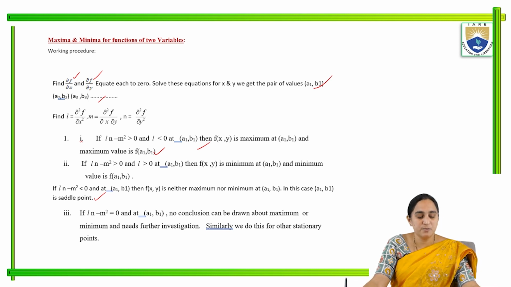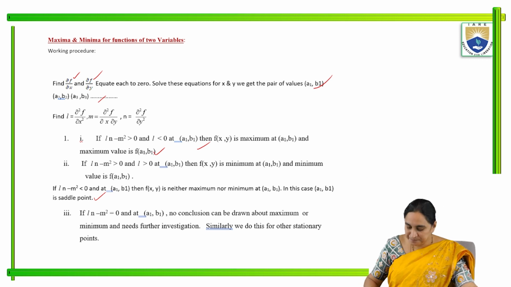If ln minus m square greater than 0 and L less than 0, then maxima exists. If ln minus m square greater than 0 and L greater than 0, then minima exists. If ln minus m square less than 0, there is neither maxima nor minima. And if ln minus m square is equal to 0, no conclusion can be drawn about maxima or minima. These are the conditions for functions of two variables for finding maxima and minima.